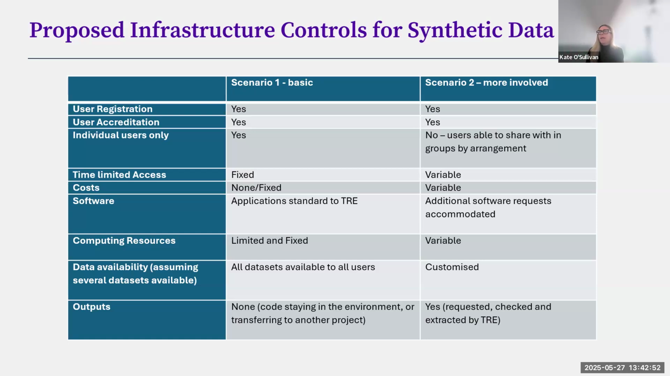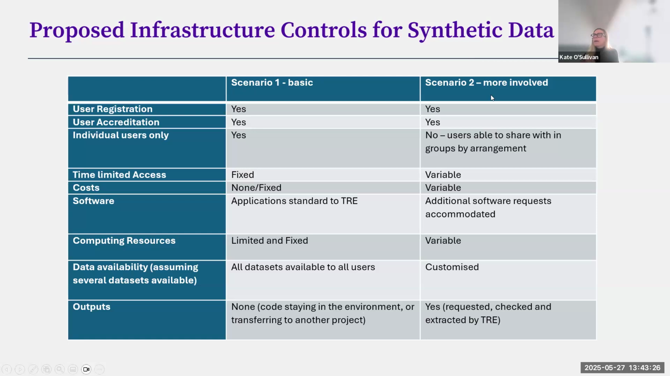What software might be required, what compute resources might be required, what data availability might be required, and the outputs. So for the basic scenario, we know that we would want to have just standard applications in terms of software. Compute resources would be limited and fixed. Data availability was, again, trying to make sure that we had all of the data sets available. And then outputs, we would not actually need to do output checking because the code would stay in the environment if they were developing code.